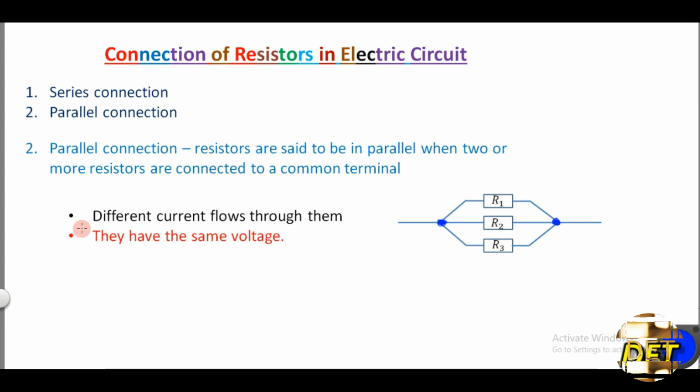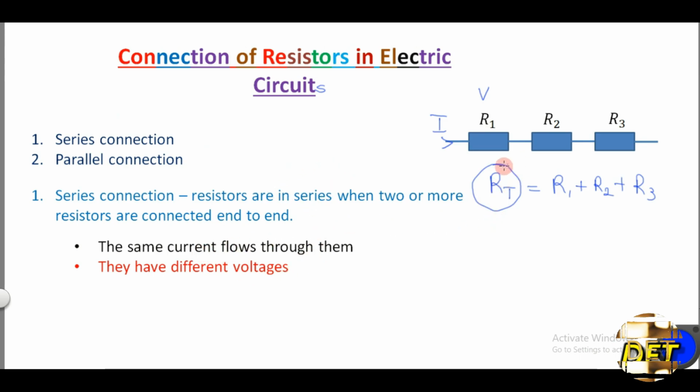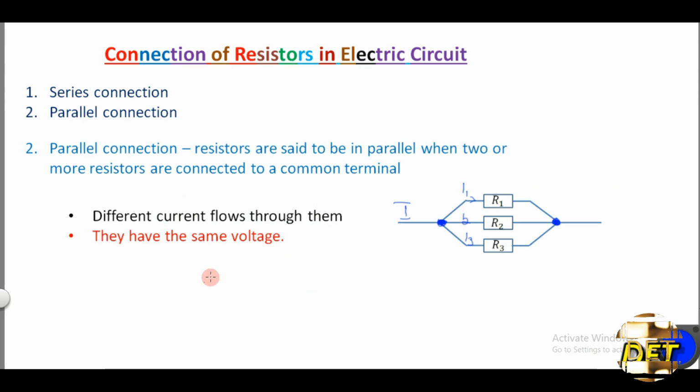One important thing that you should know is that different currents flow through them. If a current I is flowing through this circuit, a current I1 will flow in here, another current I2 will flow through here, and another current I3. So different currents flow through the three resistors, and they have the same voltage. The potential difference is the same, but the current differs. In the series connection, the current is the same, but the potential difference differs.